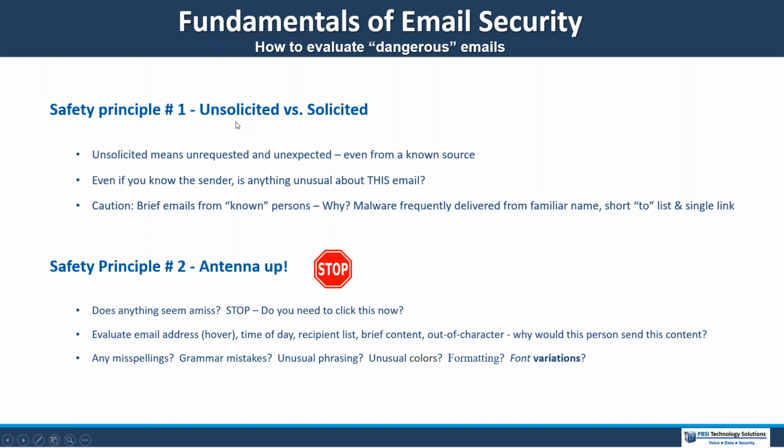The first is understand the difference between solicited and unsolicited. Say you get an email from Ray at PBSI. You know Ray. If you asked Ray to send you something and he replies, that's a solicited email. If you get an email from Ray, but you're not sure why he's sending this email at this time, that's unsolicited. Anything that's unsolicited needs to be much more carefully evaluated. Unsolicited means it's unrequested and unexpected. So if you receive a webinar invite from PBSI, that's not requested, but it's not unexpected.